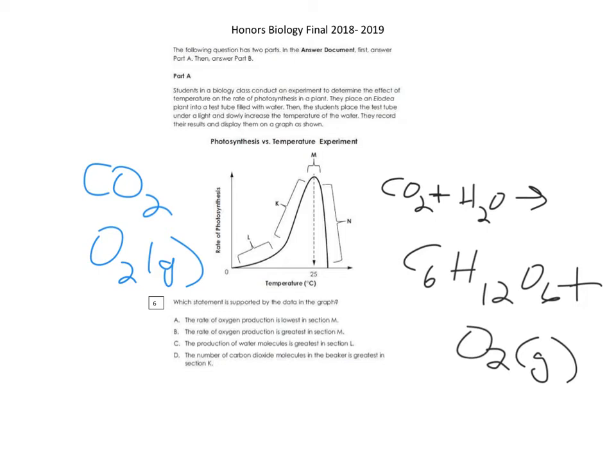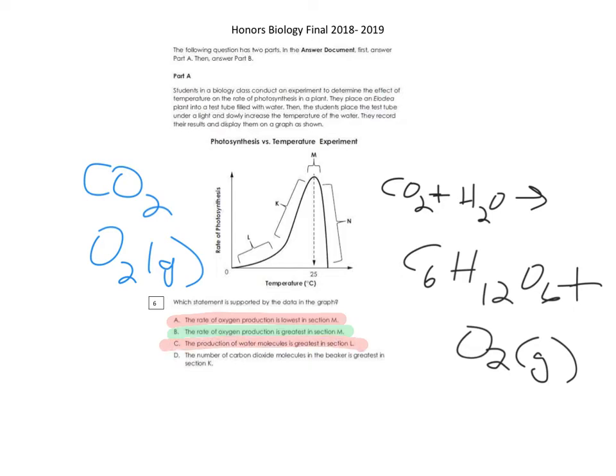All right, which statement is supported by the data in the graph? The rate of oxygen production is the lowest in section M. Well, are you producing oxygen if you're doing photosynthesis, or are you using oxygen? Look at the equation. Go back and review your notes if you don't know the answer to that. So the rate of oxygen production is lowest in M. That would be no. There's a reason for that. Explain it. The rate of oxygen production is greatest in M. That answer is correct. The production of water molecules is greatest in L. That would be wrong.